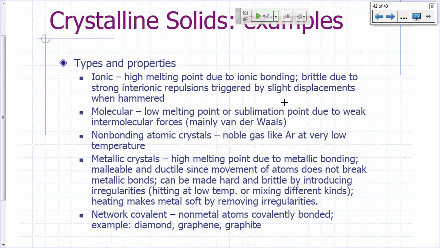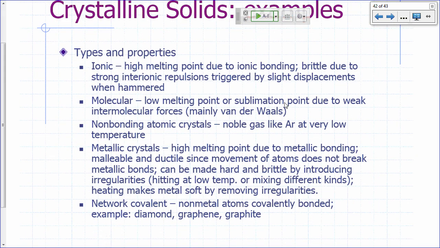All right. Some examples of crystalline solids, you can classify them into different types. You can have ionic solids, ionic crystalline solids. They're characterized by very high melting point because of ionic bonding. They're also very brittle because of this. In your crystalline solid, you've got positive ions and negative ions right next to each other, right?